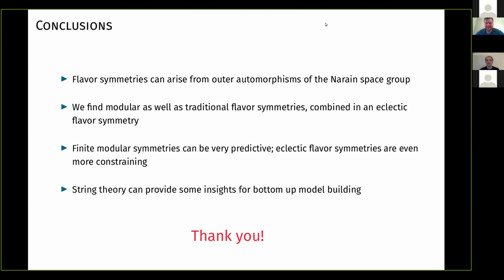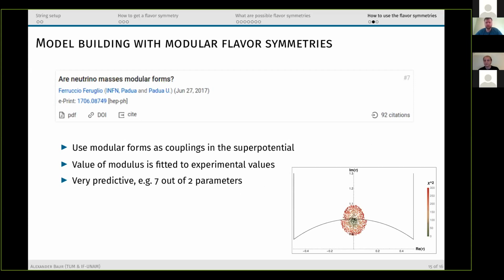Yes. Since eclectic flavor symmetries are very constraining when you are predicting neutrino masses, like the paper you were talking about, "Are neutrino masses modular forms?", you effectively have one parameter here, right? Is that very constraining when you're trying to predict neutrino masses, because this is already pretty constrained as it seems to me? It is already pretty constraining.